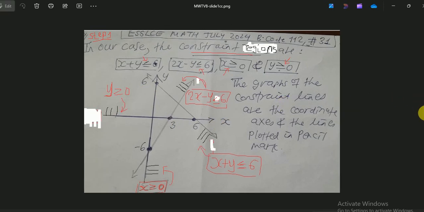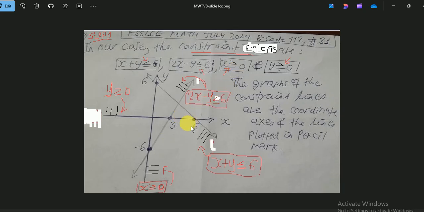Next step, step 2. Sketch the inequalities. x plus y less than or equal to 6 is generally the part of the xy plane to one side of the line x plus y is equal to 6. The line x plus y is equal to 6 is this one. The part of the plane below this is the graph of this inequality. Similarly, we have the graph for 2x minus y less than or equal to 6 here, the part of the plane above the line 2x minus y is equal to 6.